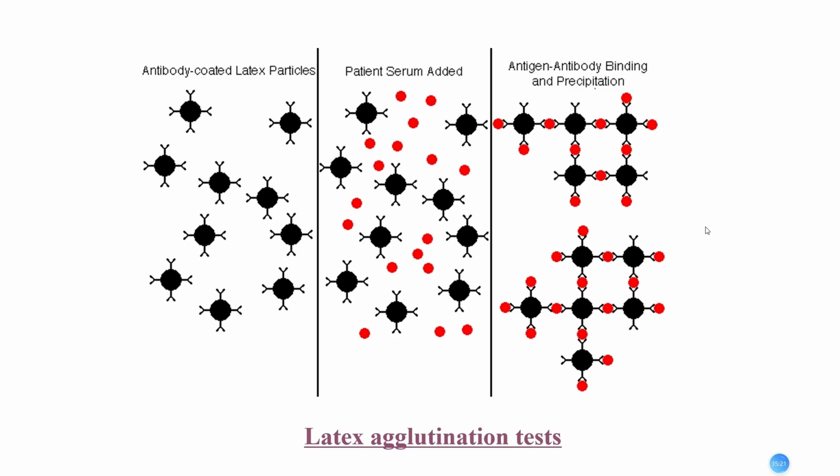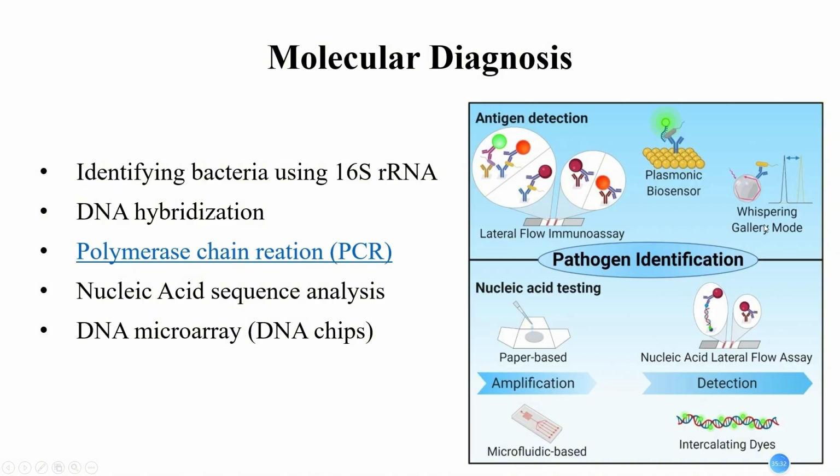Okay, so this is an agglutination test to detect the presence of certain antigen. And we can also run the molecular diagnosis. In biology, whenever we talk about molecular, we are talking about nucleic acid. So this is to detect the presence of specific DNA, such as you can identify the bacteria using its 16S ribosomal RNA, which helps you to determine the actual genus or sometimes the species of the bacteria.